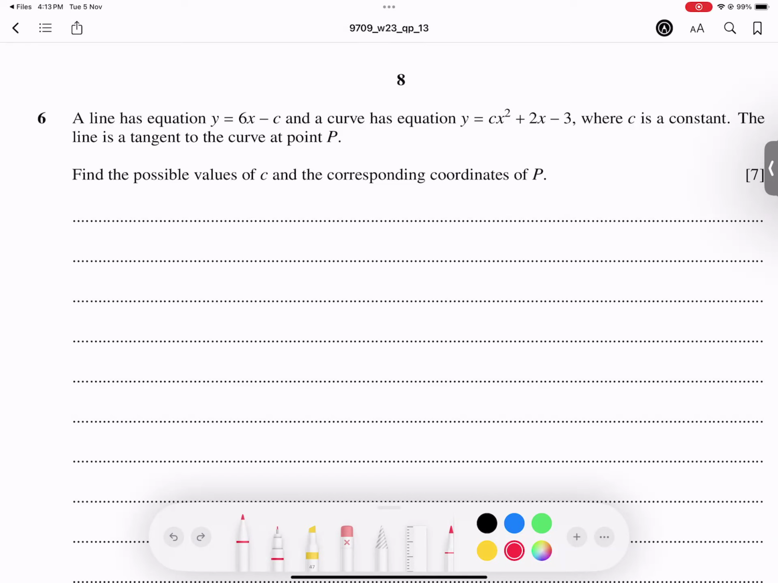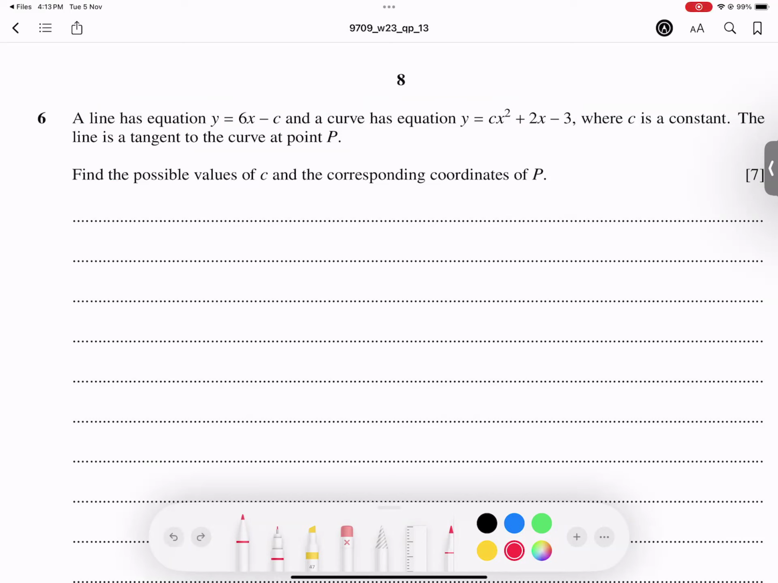This is October 2023, variant 13, question number 6, and the topic is AS level quadratics. The question gives a line equation. You can see the word line: the power of x is 1, the power of y is 1, so it is a line. And this is a curve equation. He's saying that the line is tangent to the curve at P, and he's asking to find the values of c and the coordinates of that point.